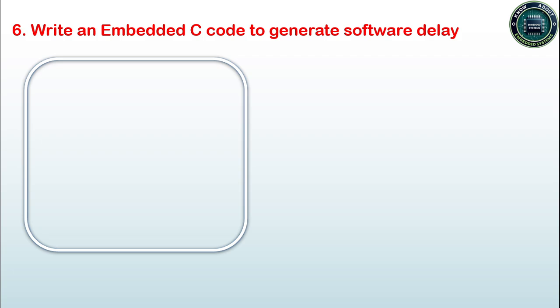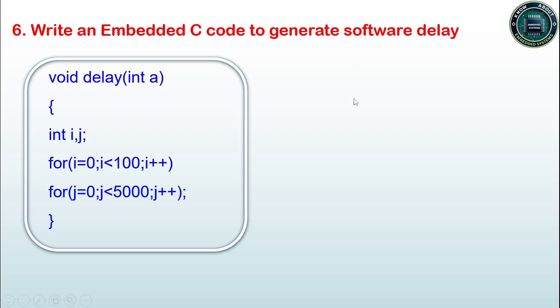Hardware delay can be generated from the timer, which I'll be explaining later. But one more thing is called a software delay. Software delays are generated by using one or two for loops like this, using a nested for loop. Approximately this is also going to generate a 100 millisecond delay. I'm using one for loop for 100 using i, and one for loop using j up to 5000. So it is going to execute 100 into 5000 times, and approximately generate a 100 millisecond delay.